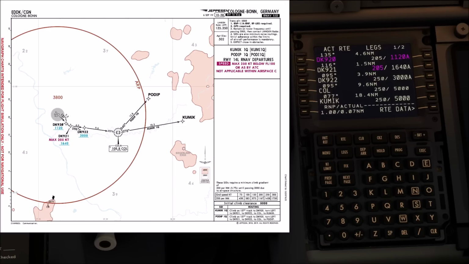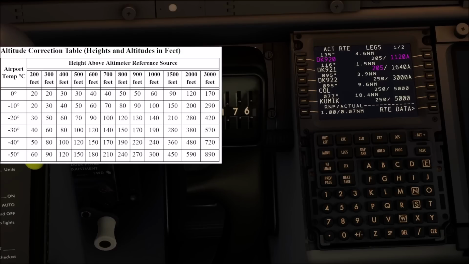And now looking at the cold altitude correction table, we can see it only goes to 3,000 feet above the altimeter reference source, which is 290 feet, but we can simply add the additional 50 feet that we see for the 500 feet section over there. So we take 290 plus 50 as the altimeter under reading. So we need to add 340 feet to our MSA.